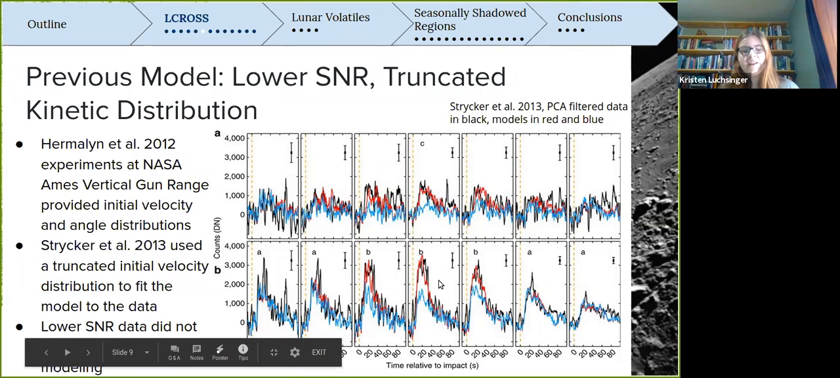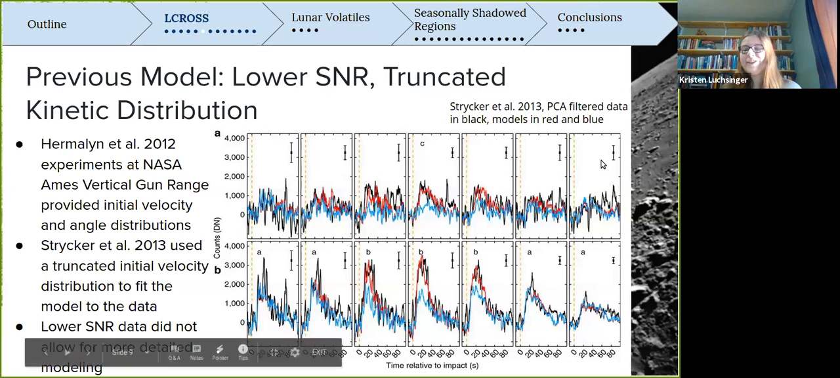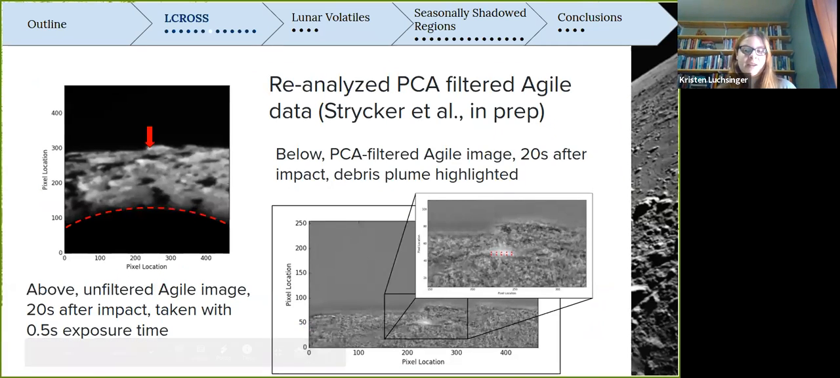But in 2013, the data had a lower signal to noise, and so you couldn't really model the edges very well. Since then, Paul Stricker has been continuing to reanalyze the data and readjust the PCA filtering pipeline. And we now have PCA filtered data that gives us a higher signal to noise detection of the plume, which allows us to model further out to the edges. We can now select pixels that are further to the edge of the plume and fit the model, covering a greater swath of the plume, which gives us a much better opportunity to model in detail.